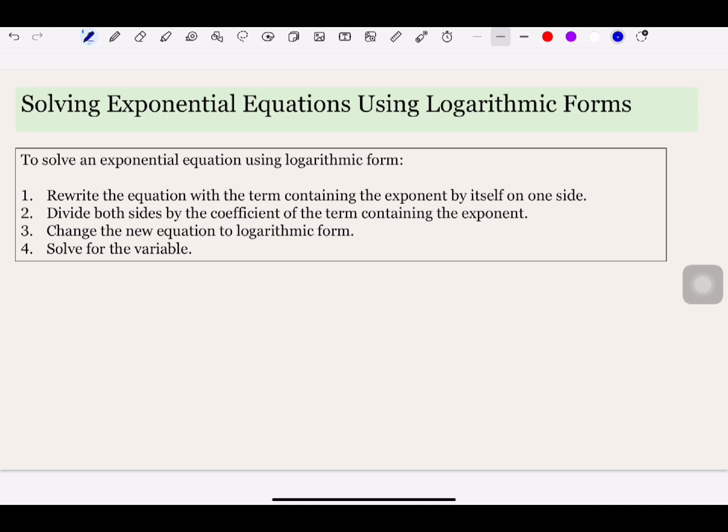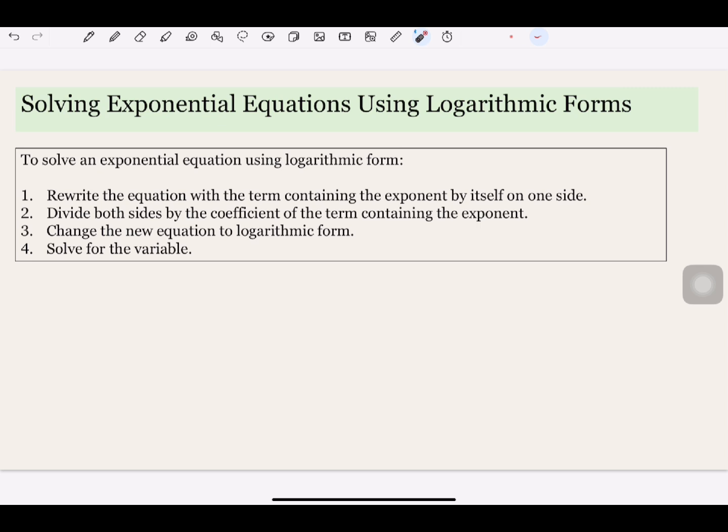Here are the 4 steps that you have to follow if you are trying to solve an exponential equation using logarithmic forms. The first step is to rewrite your equation with the term containing the exponent by itself on one side. That means you have to isolate the exponent on one side of the equation.